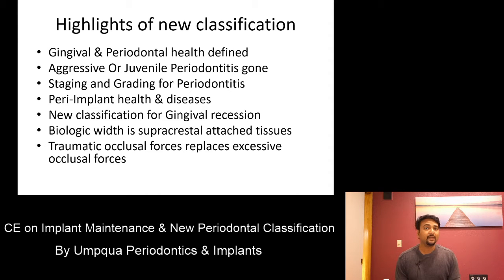There's a staging and grading system for periodontitis that we need to do for every patient. Peri-implant health and diseases, as I said, is new under this classification. There's a new classification for gingival recession. Biologic width, the term has been replaced by supracrestal attached tissues. The term excessive occlusal forces from the old classification has been replaced by traumatic occlusal forces.